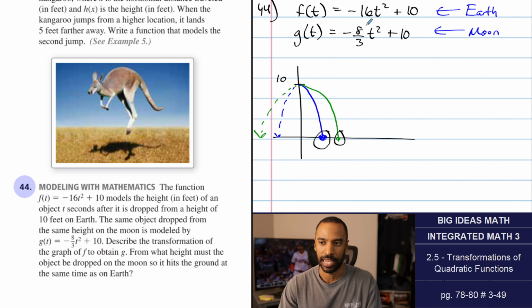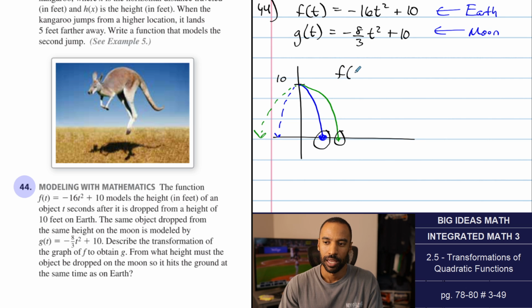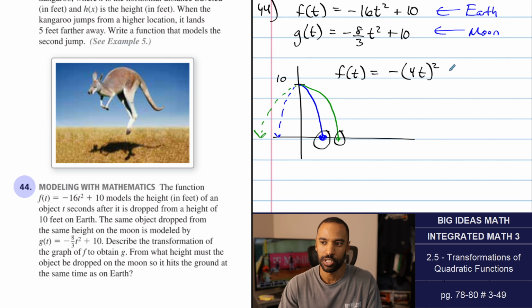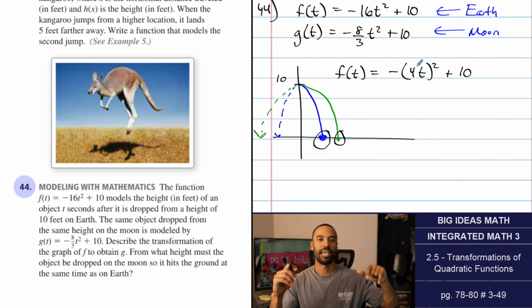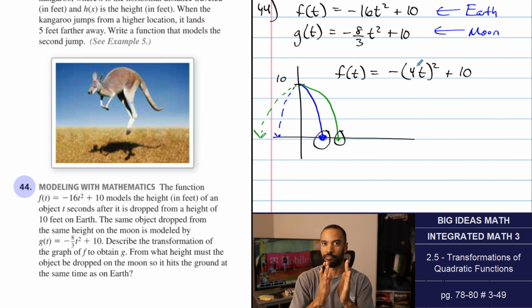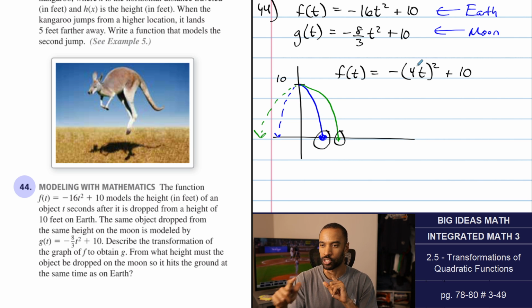I'm going to keep the negative in front, but I'm going to turn that 16 into a b value, something inside. 16 is 4 squared. So if I turn it into 4t squared plus 10 like that, then this is a true vertical compression. It takes something and vertically compresses it by a factor of 1/4. Remember, that's how that works. It's the opposite of. Now, that's by taking the square root of 16.